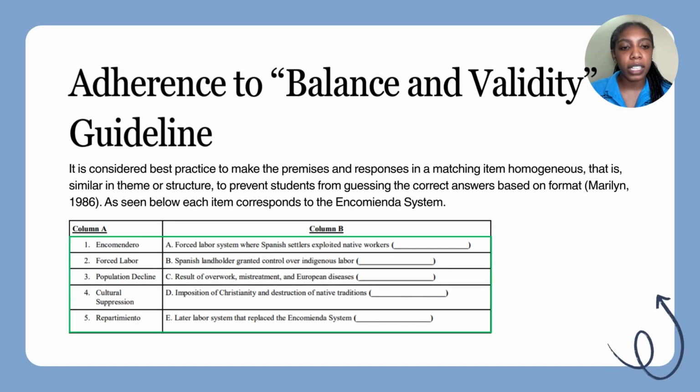Adherence to balance and validity guidelines. It is considered best practice to make the premises and responses in a matching item homogeneous, that is, similar in theme or structure, to prevent students from getting the correct answer based on the format, according to Marlene 1986. As you can see in the example below.